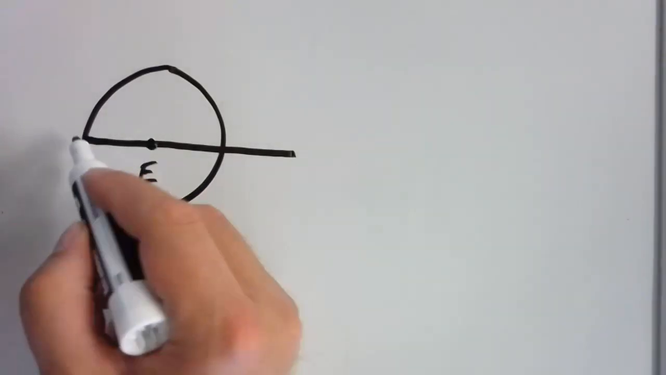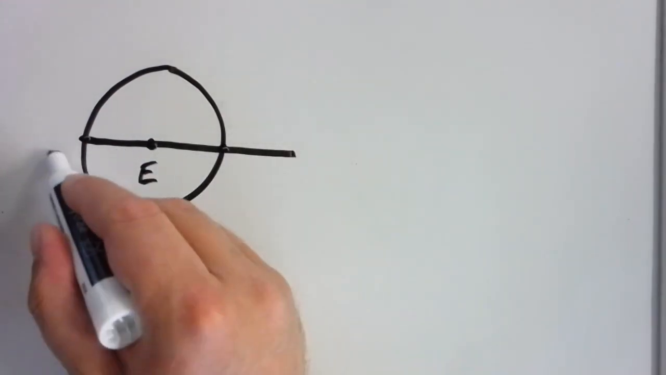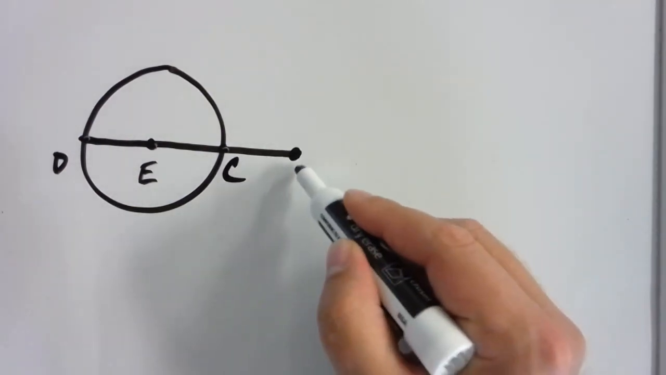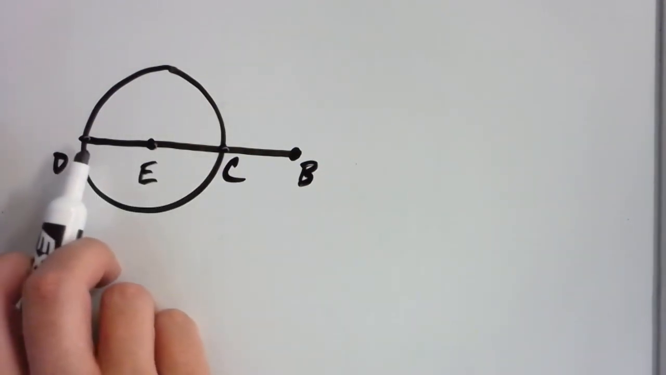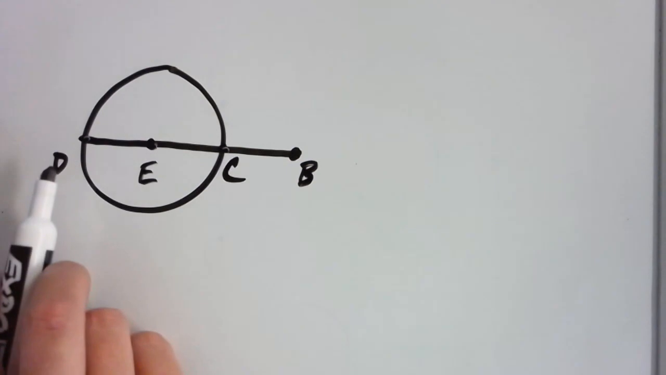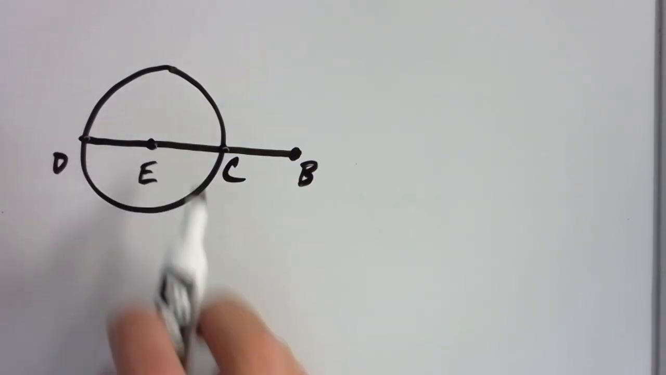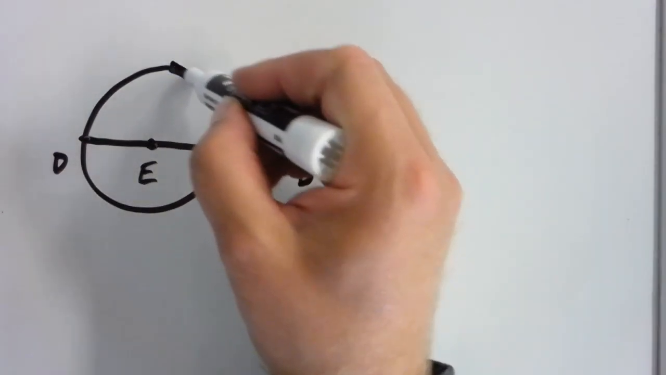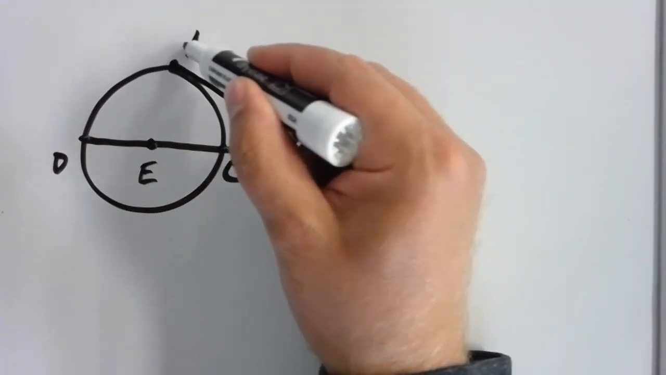Meaning that the endpoints of this chord, which in this case are D and C, and somewhere out here at some point B, that D to C represents the diameter of this circle because it passes through the center, which also forces D to E to be a radius and E to C to also be a radius. Okay, and then we have some tangent piece that does this, where we got some point A up here.